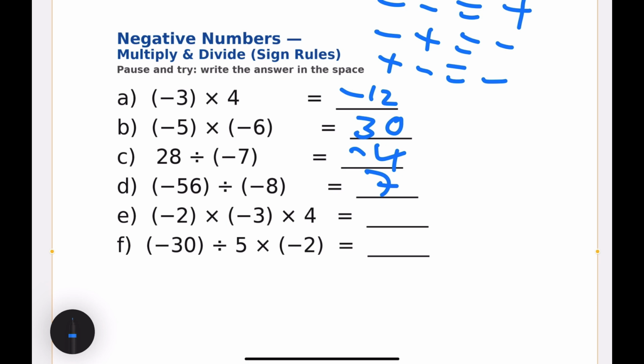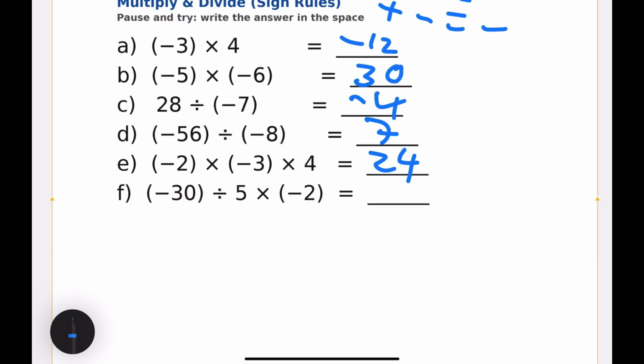Okay, part E. So for this question, we are doing more than one operation. But because it's both multiplication, we can do it in order. So negative 2 multiplied by negative 3. Well, they're two negatives, so that would become positive. And 2 multiplied by 3, that is 6. So now we can do 6 multiplied by 4, which would be 24.